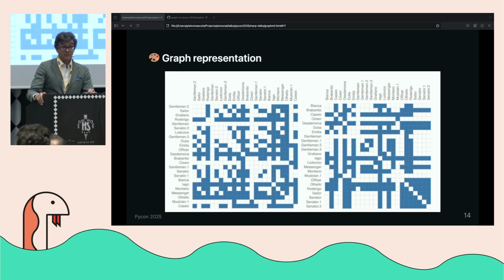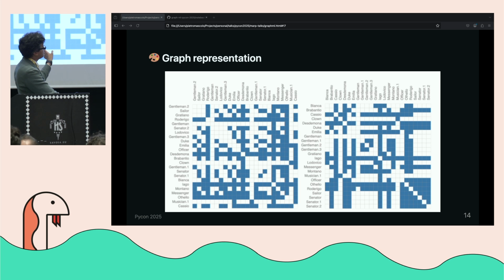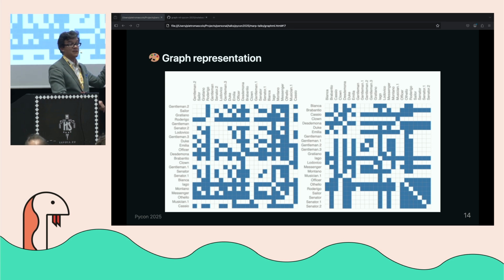How do we represent the graphs, though? That's a very big problem in machine learning, because what we usually do is use something like this. This is called an adjacency matrix, and what you're seeing here is the graph of interpersonal connections of the characters in the Othello by Shakespeare. And it's not obvious, but these two matrices represent the same exact graph.